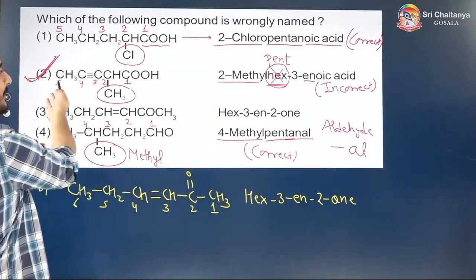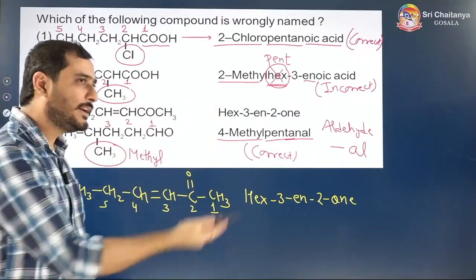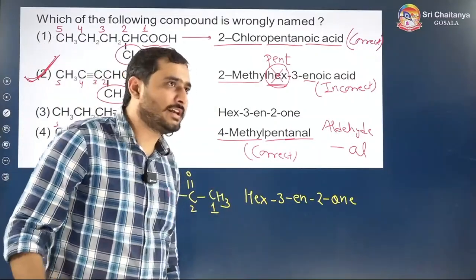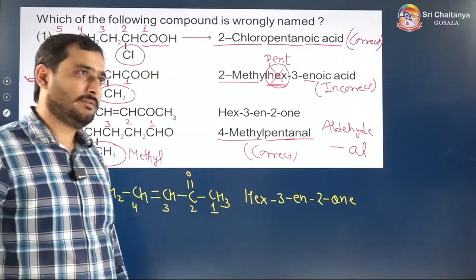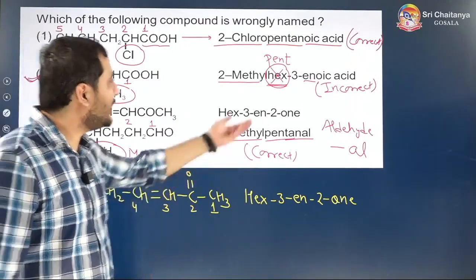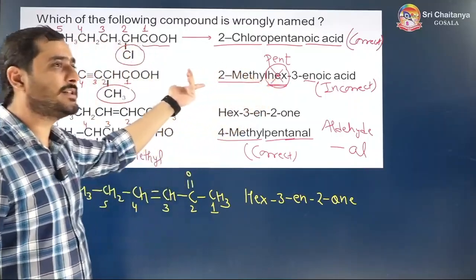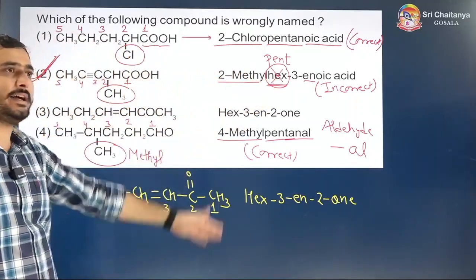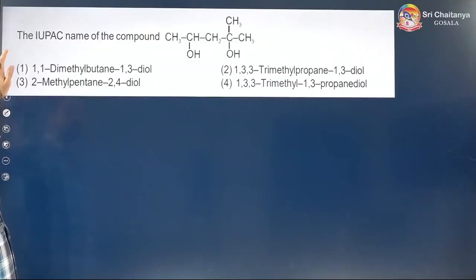How many carbon atoms are present? 5. So from here it is also incorrect. Sushant, you are saying correct. It is given ene. Very good. Here a triple bond is given, so it will be ine, but the first word root is also incorrect. So they are asking which is the incorrect option. Option second is the incorrect one. Let us move to the next question.